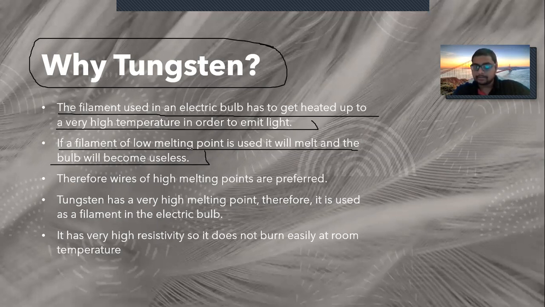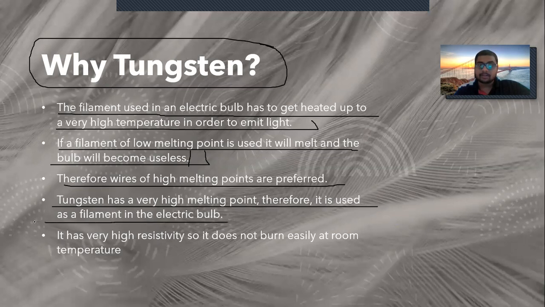It is to produce light. And if bulb does not produce light, then who will produce light? If that is not the use of bulb, then bulb will become useless. Therefore, wires of high melting points are preferred, and tungsten has a very high melting point. Okay, tungsten has a very high melting point. It is used as filament in electric bulb.